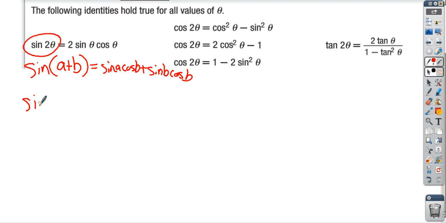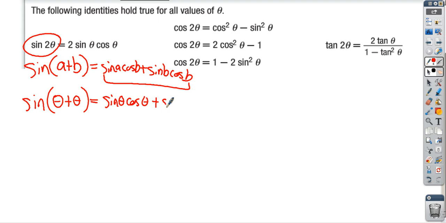And sine of 2 theta can be written as theta plus theta, because theta plus theta is 2 theta. Well, if we follow this pattern right here, we're going to get sine of theta cosine of theta plus sine of theta cosine of theta. And if you have a sine theta cosine theta, you add another one to it, you end up with 2 of them. So that's where that identity actually comes from.